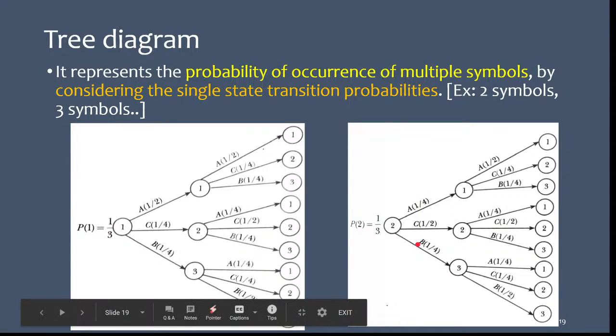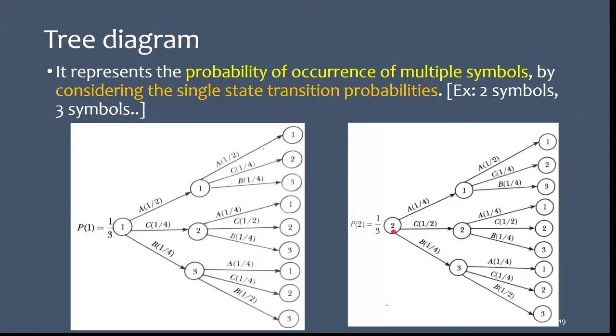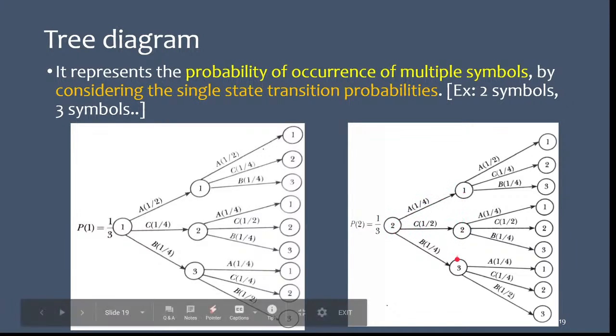Okay, if it emits 2, initially it was 2, then it is 1, 2, and 3. So basically we are copying this part of the figure here, because that is the same. From state 2, if it was initially in state 2, then the next transitions will be something like this. Okay, we continue the same part here.